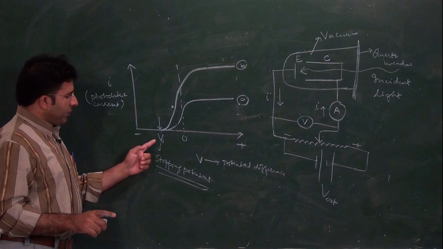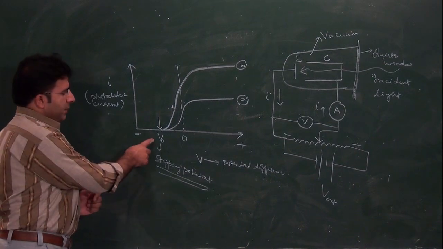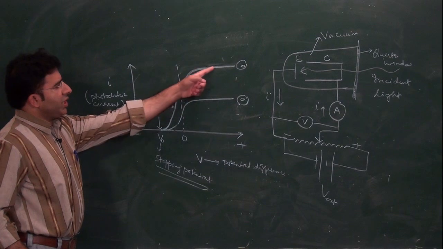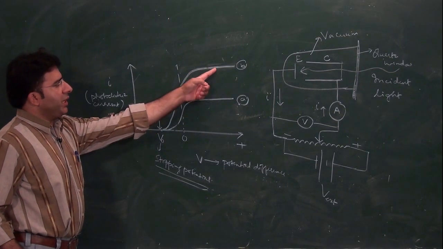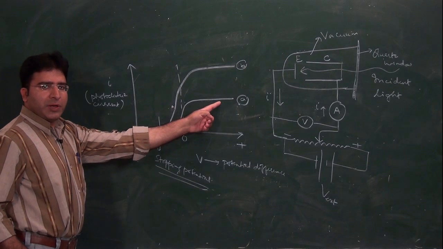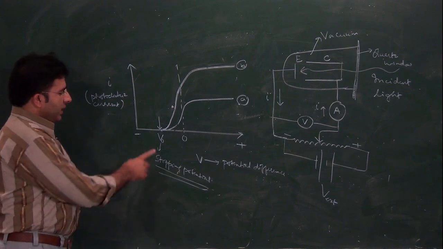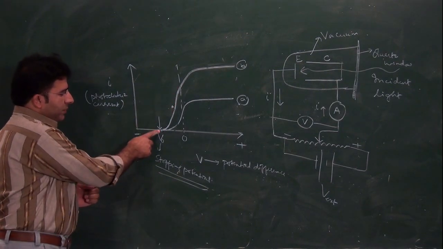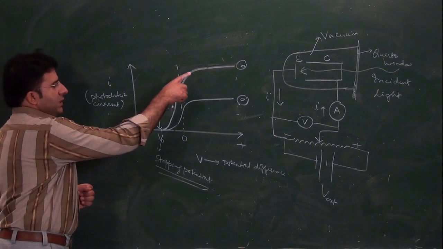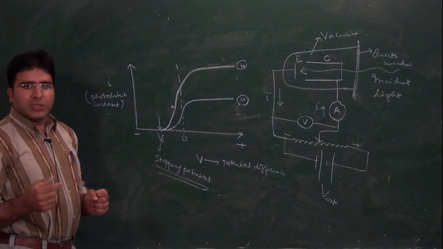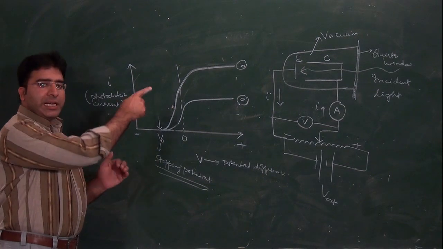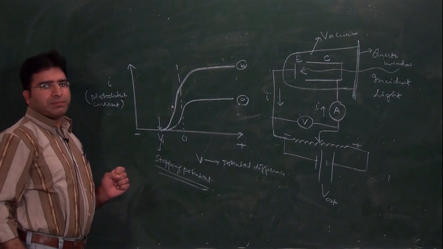Now this stopping potential we see from experiment. When we change the intensity, in curve B the intensity is twice that of curve A, and the saturation photoelectric current has doubled, but there is no effect on the stopping potential. That means we can say the stopping potential is independent of the intensity of light.